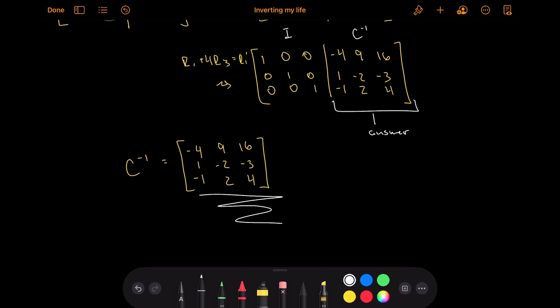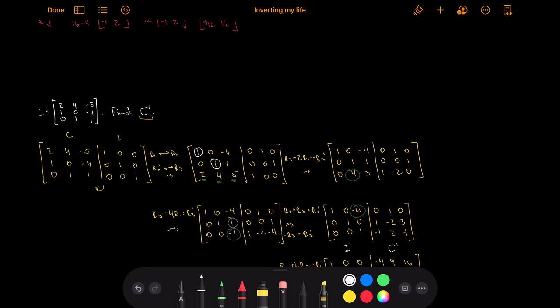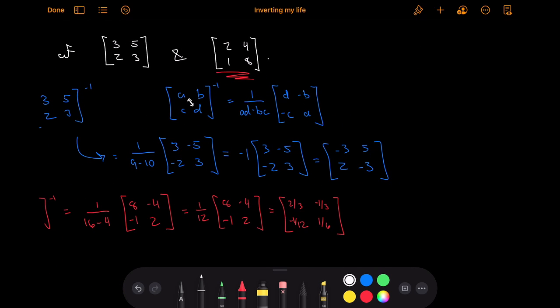And like I mentioned before, this is the process that you have to go through with any matrix that is dimension 3 or higher. For a 2x2, you could just simply use this formula where you switch your first element and your last element, which is the bottom right. You switch those two, and then you multiply the other two by negative 1, and then you multiply the entire matrix by 1 over the determinant.